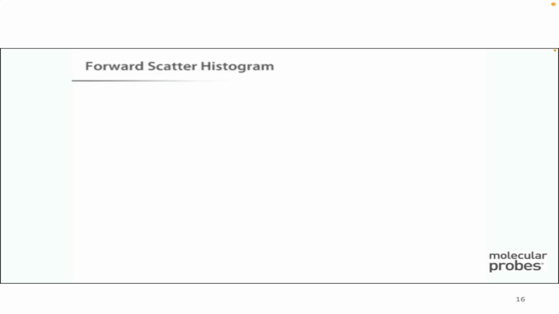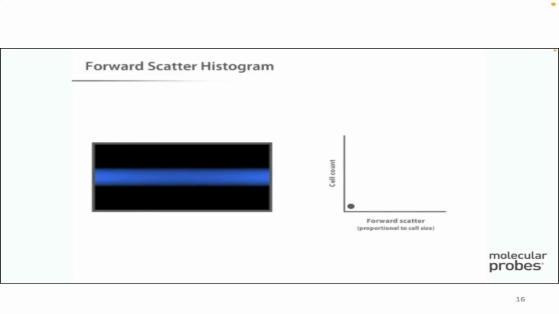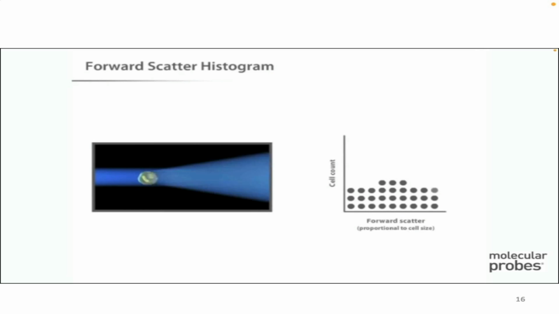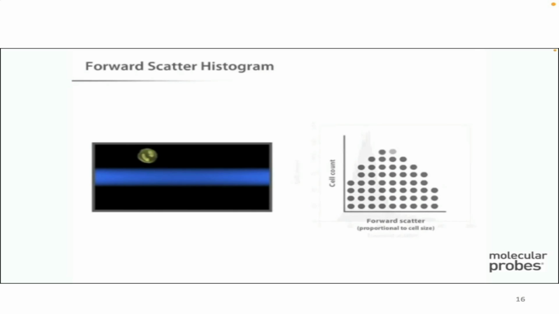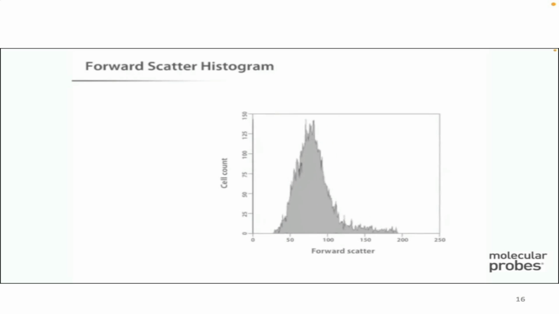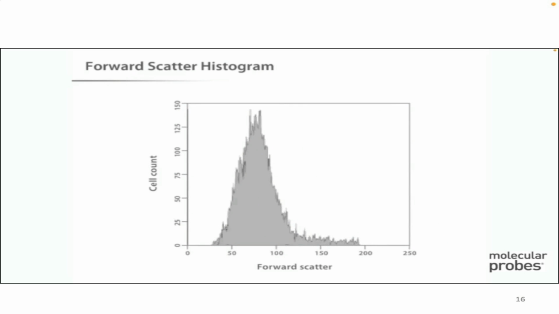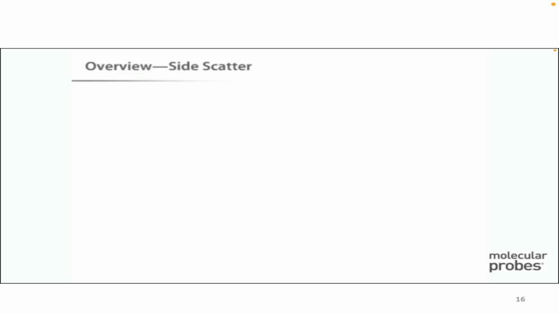If we plot a histogram of these data, smaller cells appear toward the left and larger cells appear toward the right. A histogram of forward scatter data is a graphical representation of the size distribution within the population, but such a graph only presents one-dimensional data. So here's a bunch of tiny cells and here's a bunch of big cells.